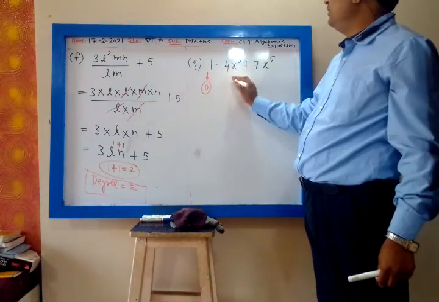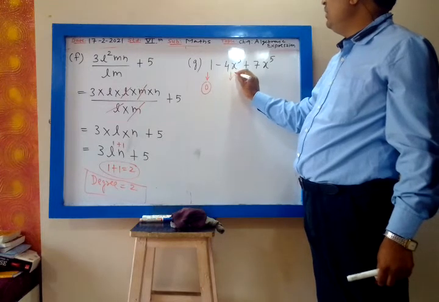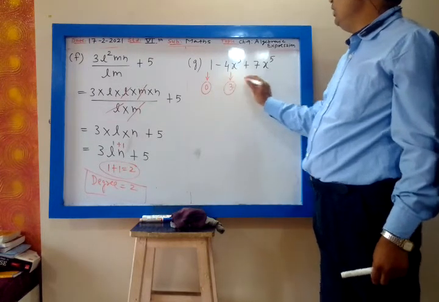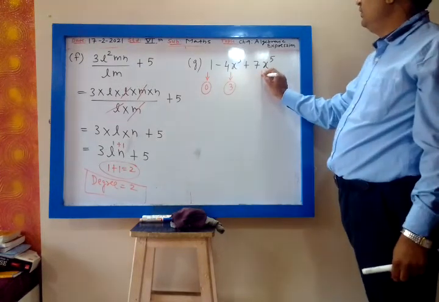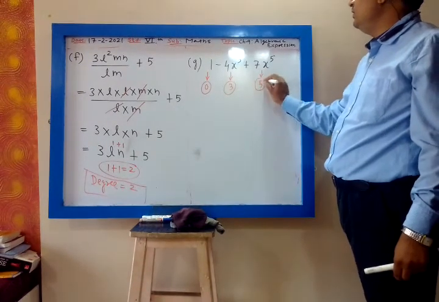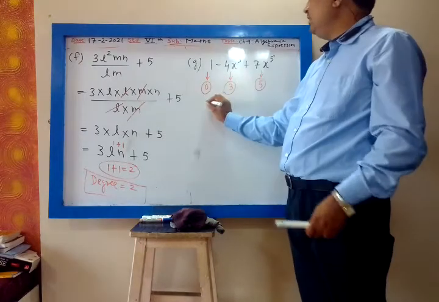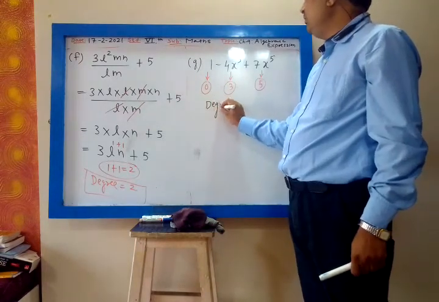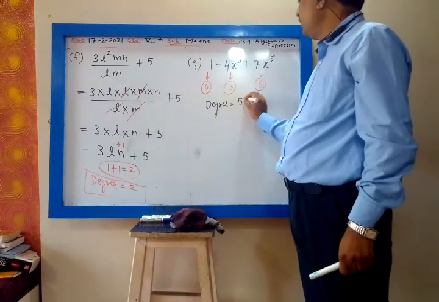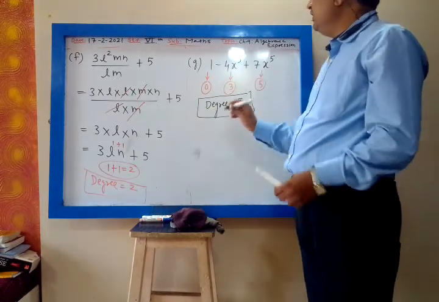What is power of x? 3. What is power of x? 5. So which is the highest? 0, 3, 5. So degree is 5. Degree of the polynomial is 5. It is the highest power of the variable.